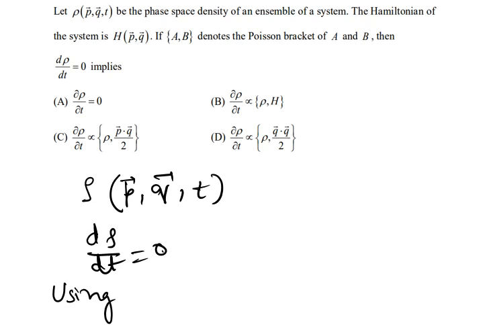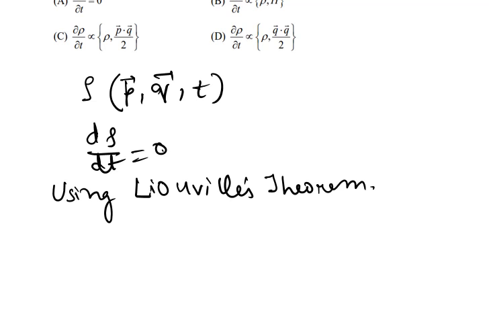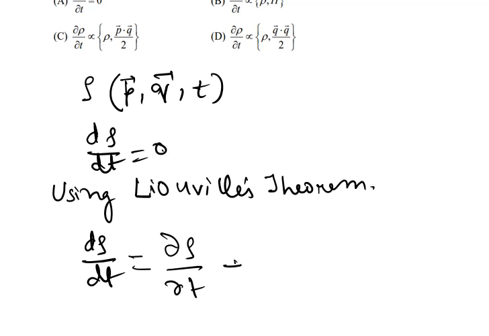using Liouville's theorem, we can write that d rho by dt equal to ∂rho/∂t plus the Poisson bracket of rho and H equal to 0.